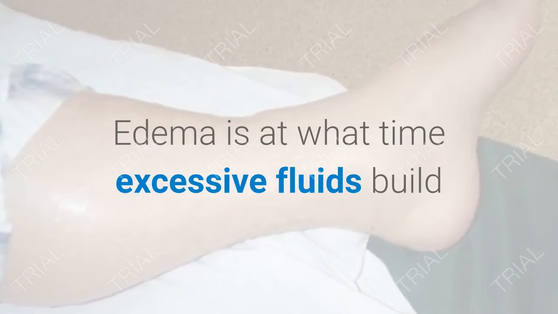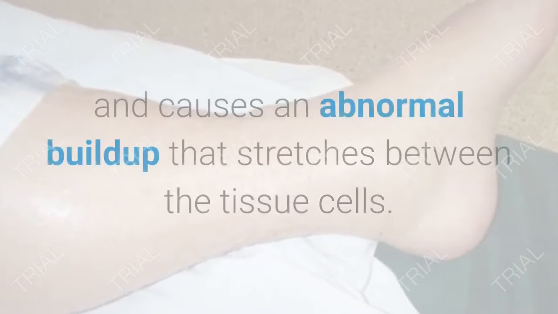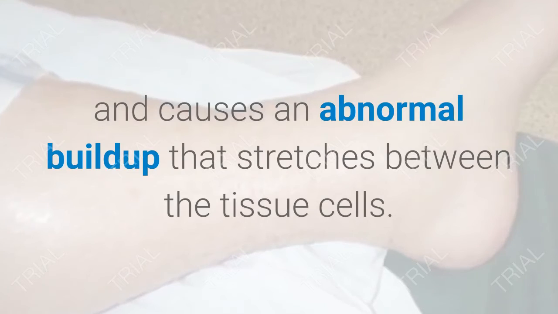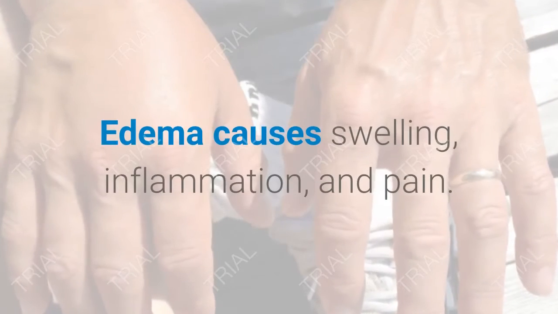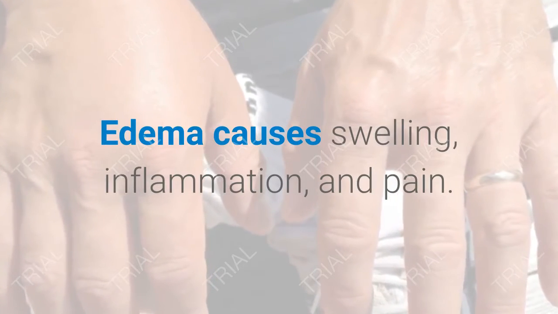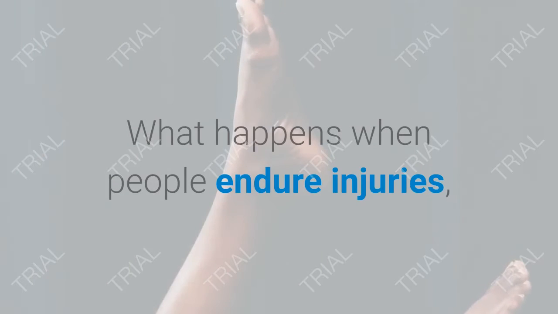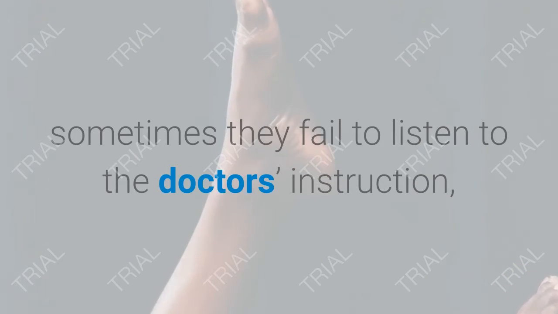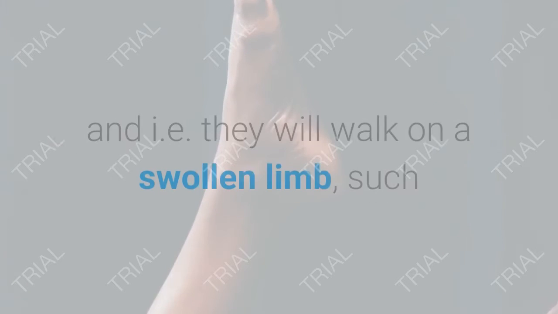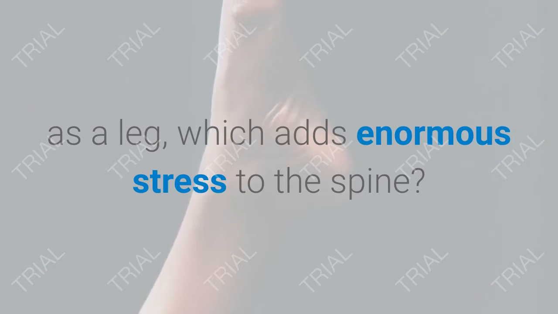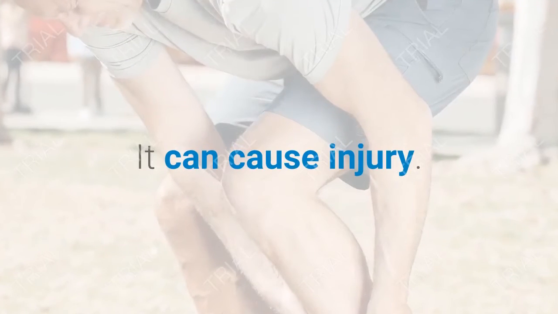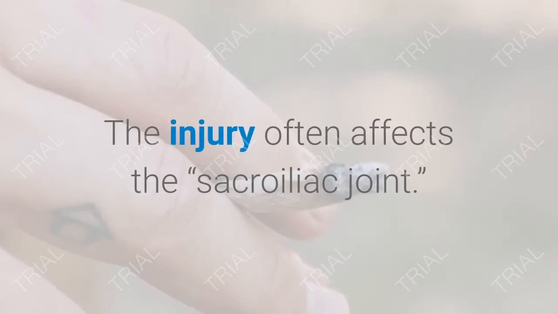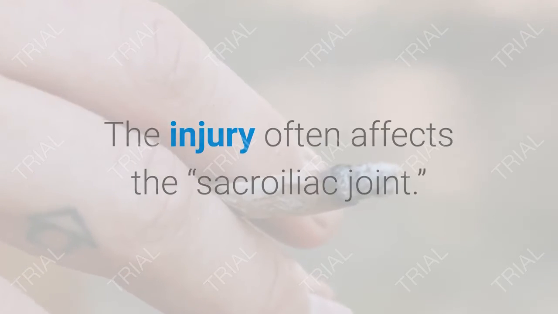Edema is when excessive fluids build and cause an abnormal buildup that stretches between the tissue cells. Edema causes swelling, inflammation, and pain. What happens when people endure injuries? Sometimes they fail to listen to the doctor's instruction, and they will walk on a swollen limb, such as a leg, which adds enormous stress to the spine. It can cause injury. The injury often affects the sacroiliac joint.